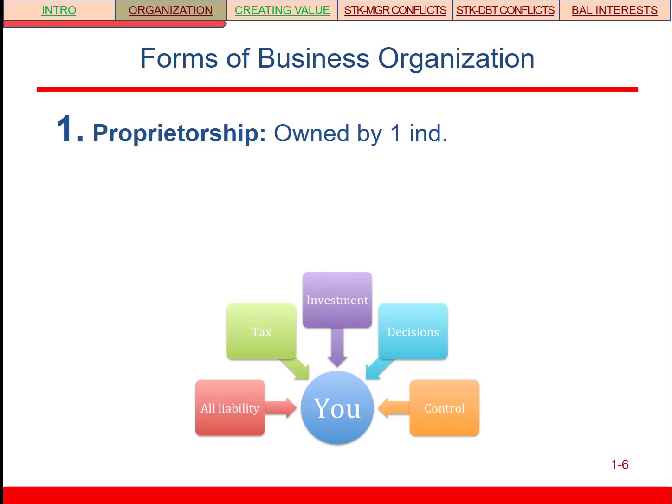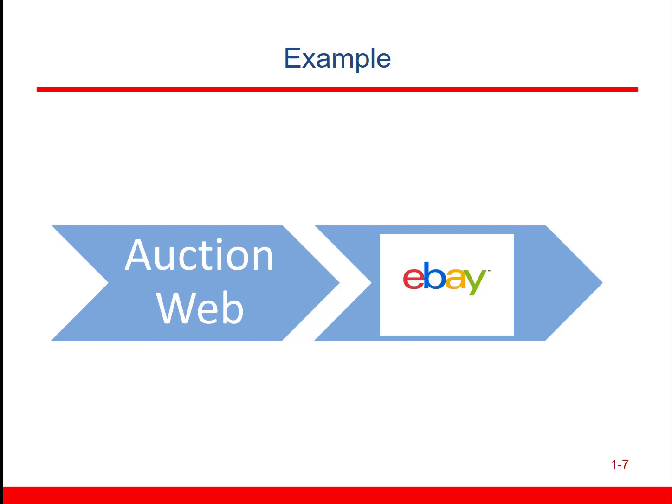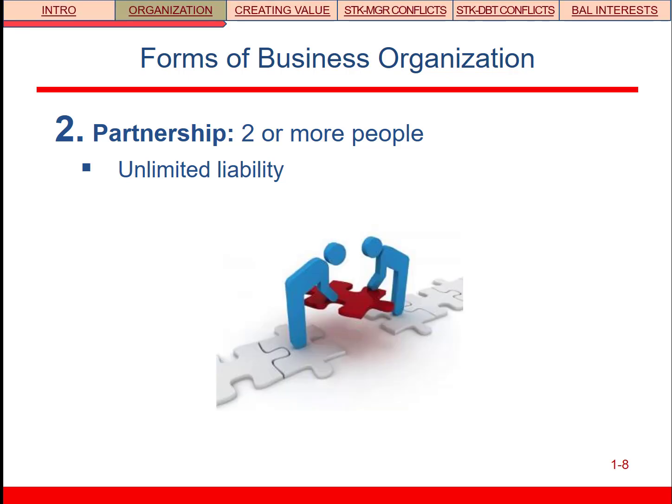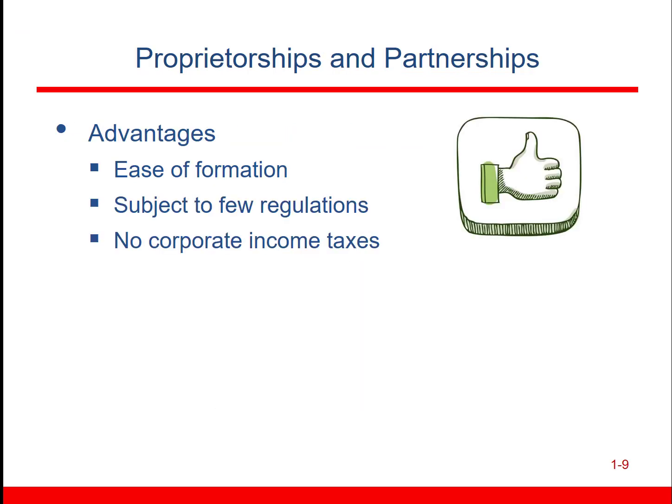And the partnership is similar. The second one is partnership. eBay, once upon a time, was formed as a proprietorship. It's not anymore. Partnership is a similar organization with two or more people. The question is, what are the characteristics of partnership and proprietorship?